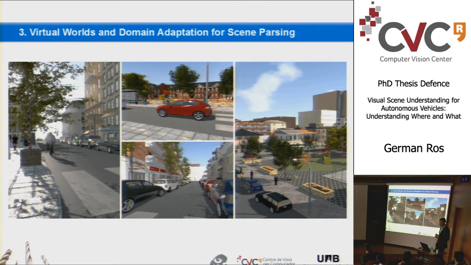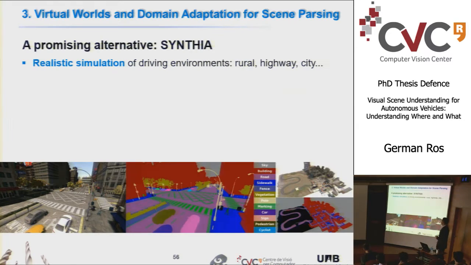And the first thing that came to our mind was, why don't we generate our own images? Why don't we exploit virtual worlds in order to produce all the annotation that we require and the scenes that we need to train our models for different tasks as semantic segmentation, change detection, and so on, so for scene understanding. So to that end, we propose Cynthia.